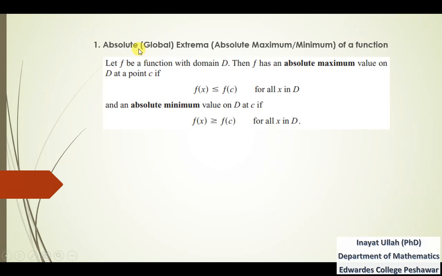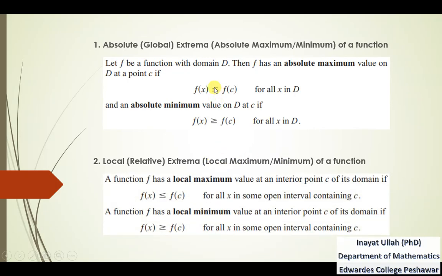Now there is a slight difference between absolute and local. Local is also called relative extrema. So you may say local extrema or relative extrema of a function, which means local maximum or local minimum value of a function. The definition is the same.